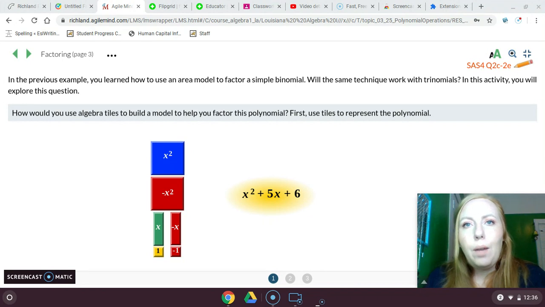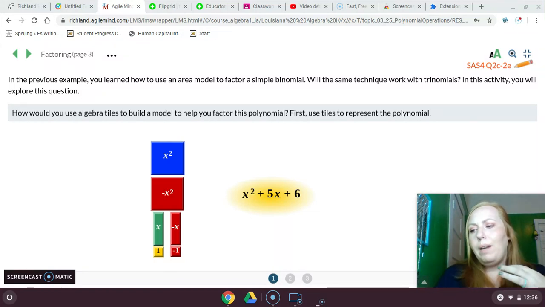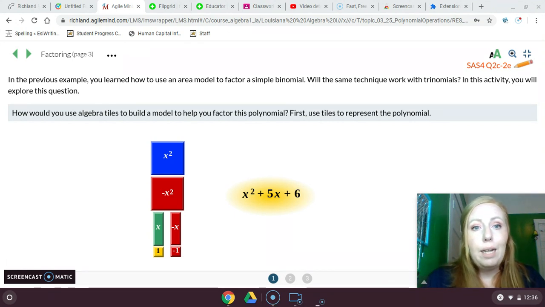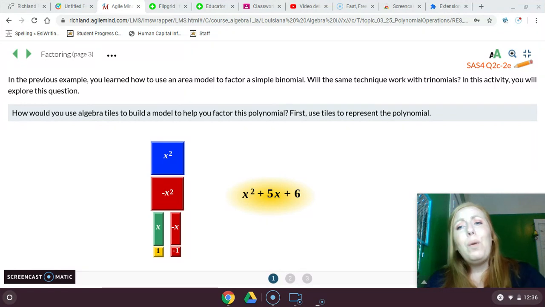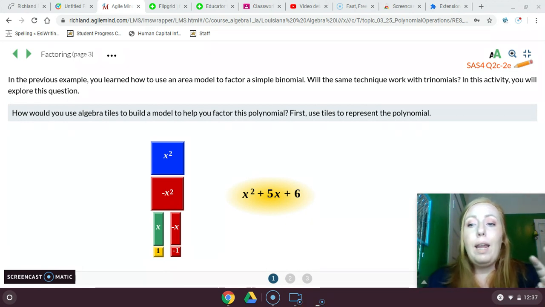Okay, so yesterday we talked about how we could use algebra tiles and form a rectangle for us to be able to factor binomials. So in our previous example, you learned how to use an area model to factor a simple binomial. See that word binomial? Bi means 2. So we were factoring a polynomial that has 2 factors.